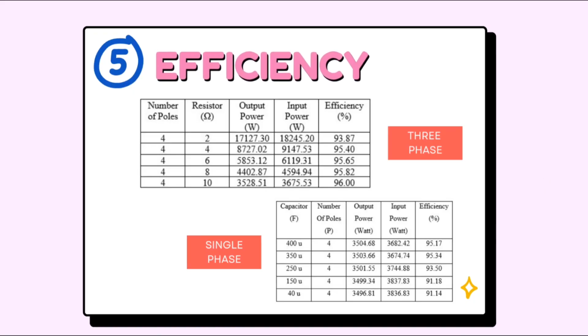Three-phase induction motor efficiency is high compared to single-phase induction motor. In a single-phase induction motor, the windings are excited from a single source. As only one winding transfers all the current, the efficiency of the single-phase induction motor is less.